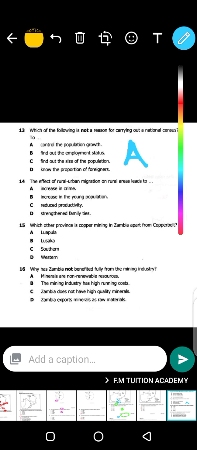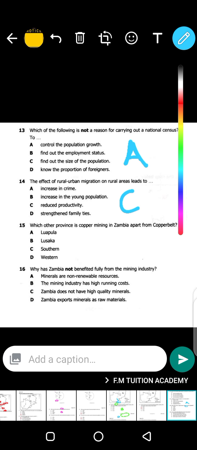Okay. B, 14. I mean, the effect of rural-urban migration on... So, rural-urban migration means people are coming from rural areas to urban areas. What would be the consequence? There will be reduced productivity.